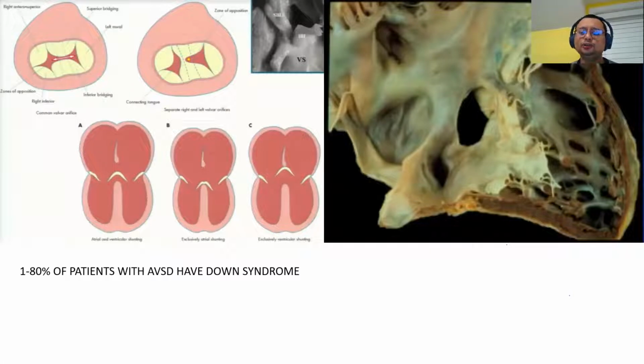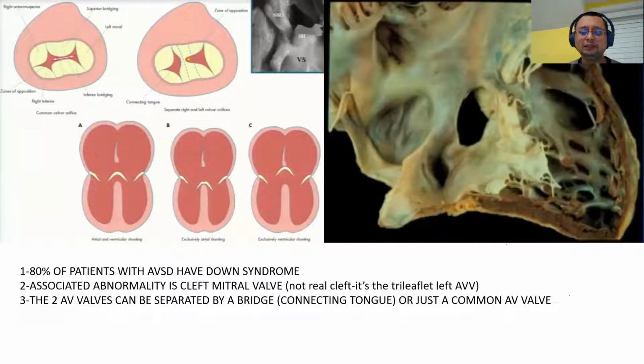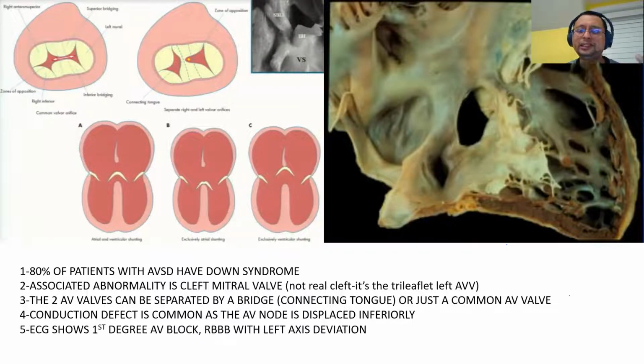So for those of you that go for the exam, 80% of patients with AV canal defect have Down syndrome. They have associated abnormalities of cleft mitral leaflet, and I already taught you how that happens. Sometimes the two valves are separated by a bridge, so you can have a left and right AV valve, and in complete AVSD, you have a common AV valve. Conduction defect is very common because the AV node is displaced inferiorly. In the ECG, sometimes you can see a first degree AV block, right bundle branch block with left axis deviation.